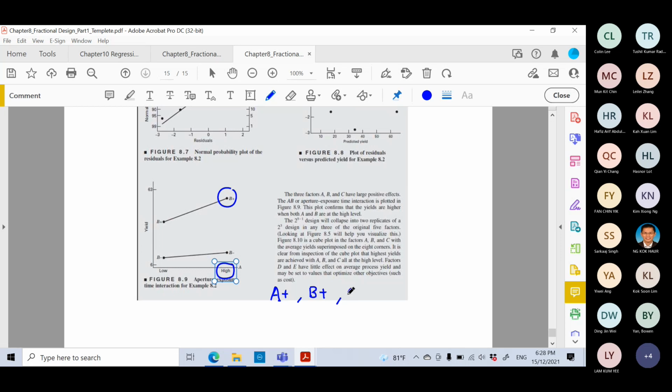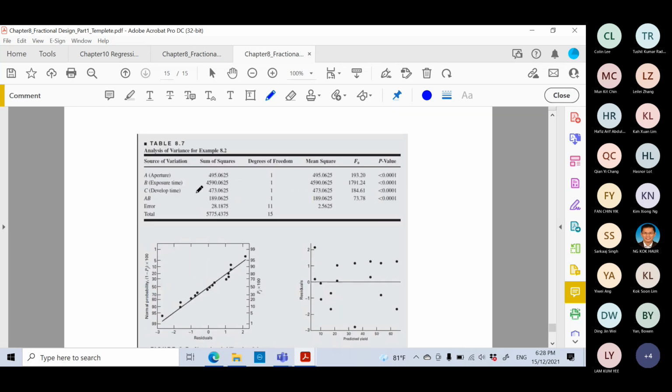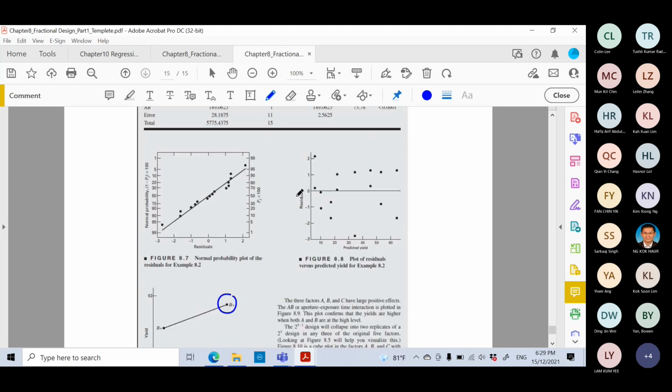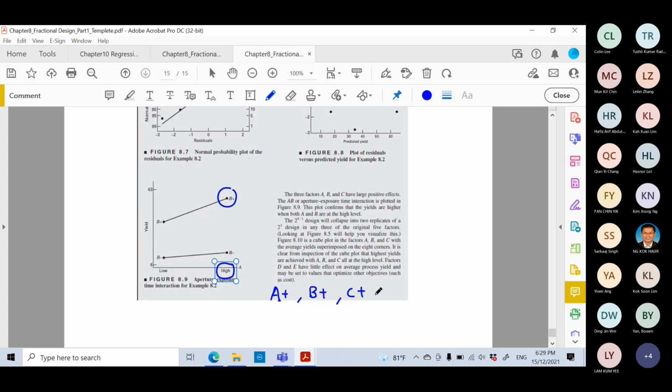C also can be positive. Okay, because the factor C here stands alone, independent, you just check the mean at the low level of C and the mean at the high level of C. Then you compare which one produces the higher mean, and you choose it. So in this example, C is at the positive side also. So therefore, this is the level you consider if you want to optimize your yield: the higher level for factor A, factor B, and factor C.